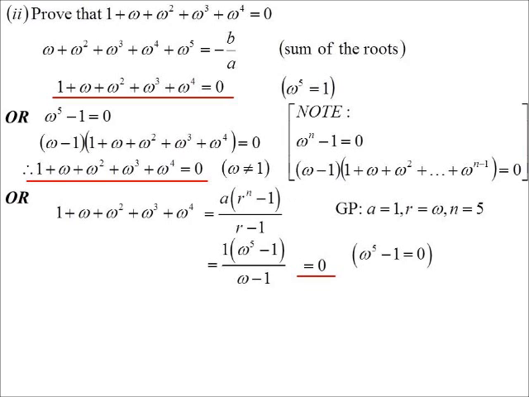There's another way. Here is the expression 1 plus omega squared plus omega cubed plus omega to the power of 4. That's a geometric series. So its first term is 1. Its ratio is omega. Number of terms is 5. So subbing into a times r to the power of n minus 1, I get omega to the power of 5 minus 1 over omega minus 1. But hang on, omega to the power of 5 is 1. So therefore that's 0. So 3 different ways we could solve that particular problem.